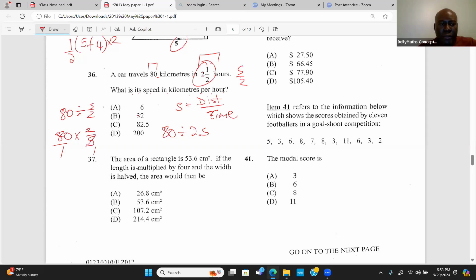So 5 into 8 is 1, 5 into 3, remainder 3, 6. So you have 16 times 2, 32.